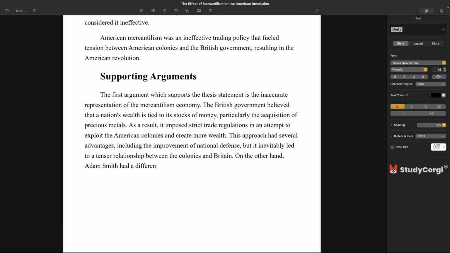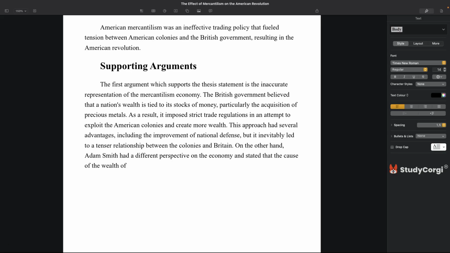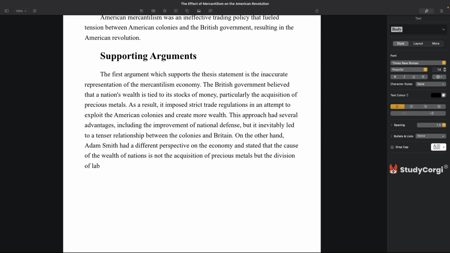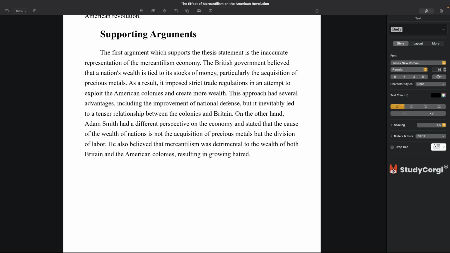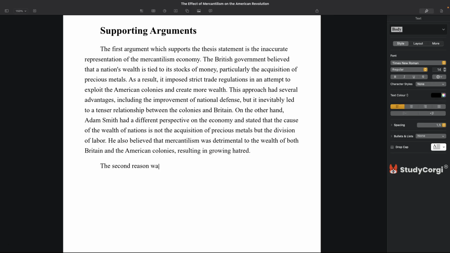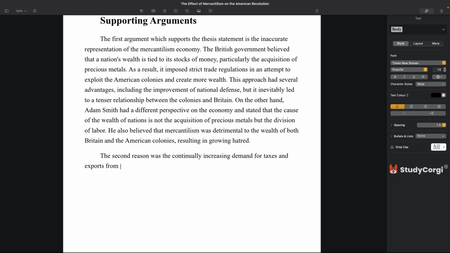On the other hand, Adam Smith had a different perspective on the economy and stated that the cause of the wealth of nations is not the acquisition of precious metals but the division of labor. He also believed that mercantilism was detrimental to the wealth of both Britain and the American colonies, resulting in growing hatred. The second reason was the continually increasing demand for taxes and exports from Britain.